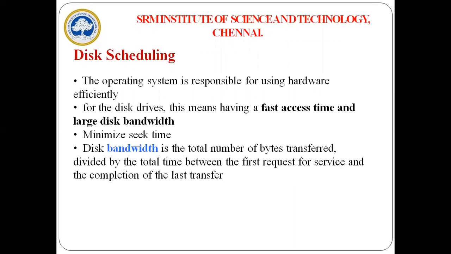And the second one is bandwidth. How can we calculate bandwidth? It is the total number of bytes transferred divided by the total time between the first request for service and the completion of the last request. So this is the calculation for the bandwidth. We can manage our access time and bandwidth by how we service the disk input output requests. Based on that only we can manage our access time as well as the bandwidth.